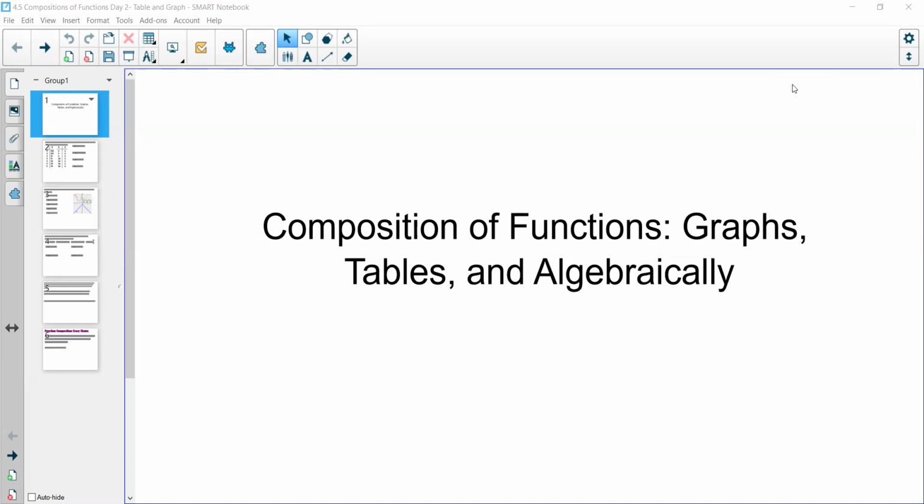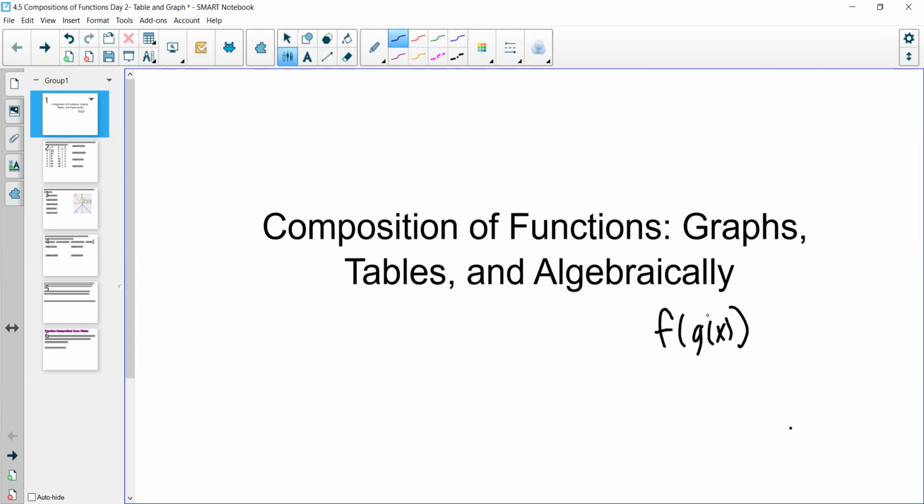So if it were something like f of g of x, we would evaluate in g of x, and then whatever that output is, we would put into f of x. Now that's very important, this second idea, when it comes down to evaluating with graphs and tables.